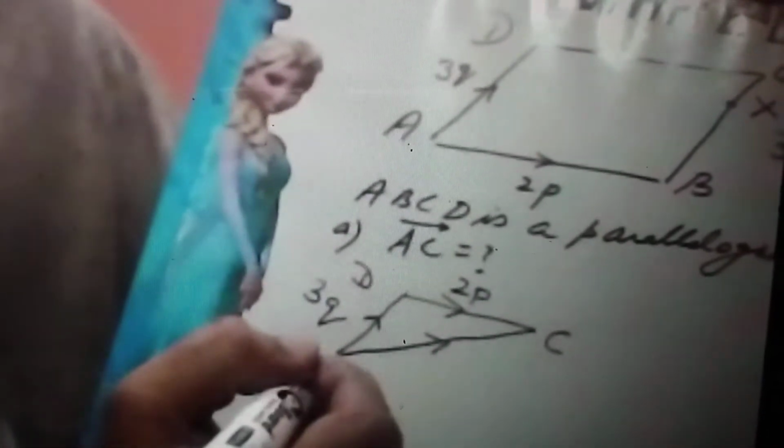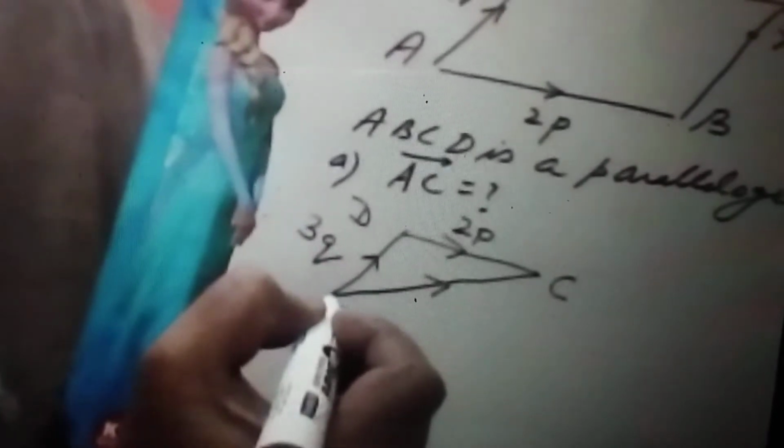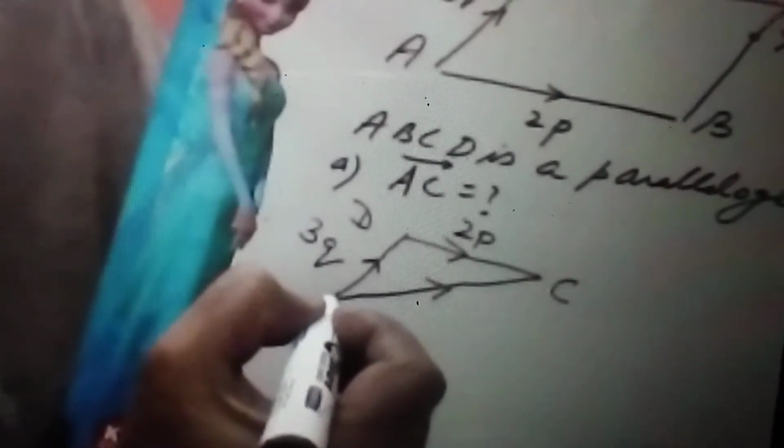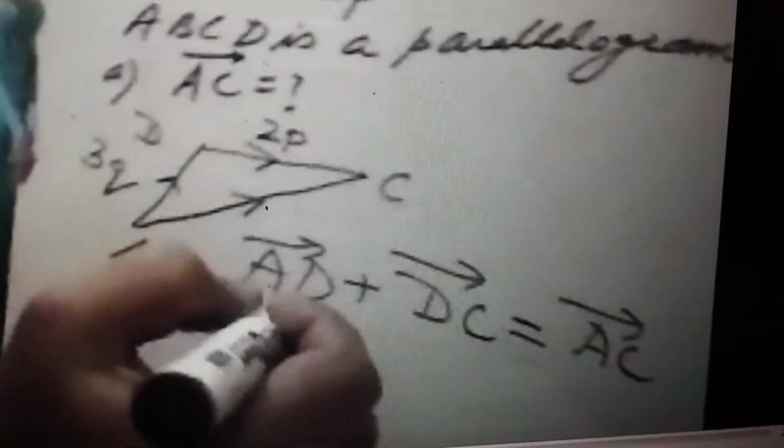Now which two vectors are added and which one is the resultant vector according to head to tail rule? The resultant vector will be AC. Very good. So we can write vector AD plus vector DC is equal to the resultant vector, which is equal to AC. Why? Because AC is going against the flow of the diagram.